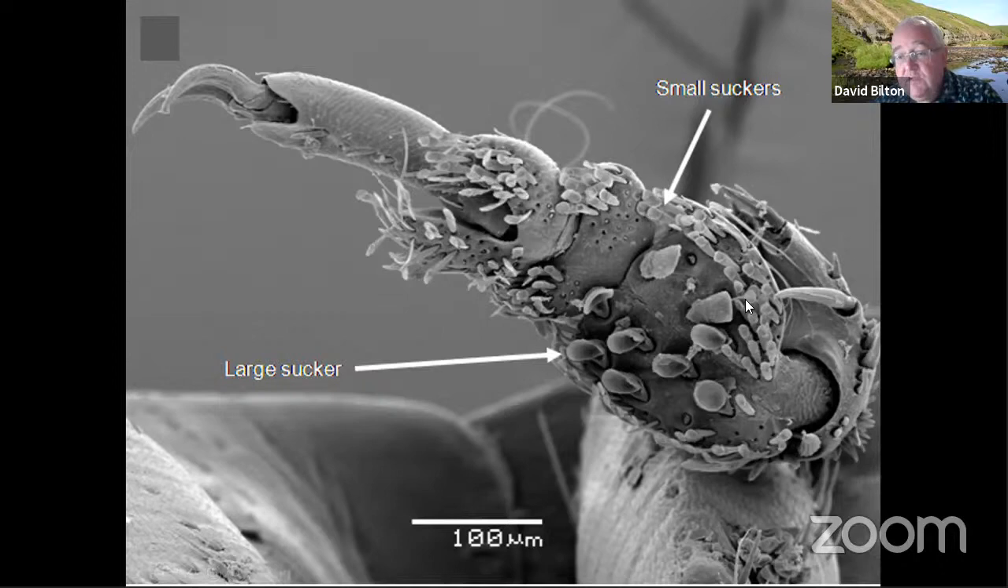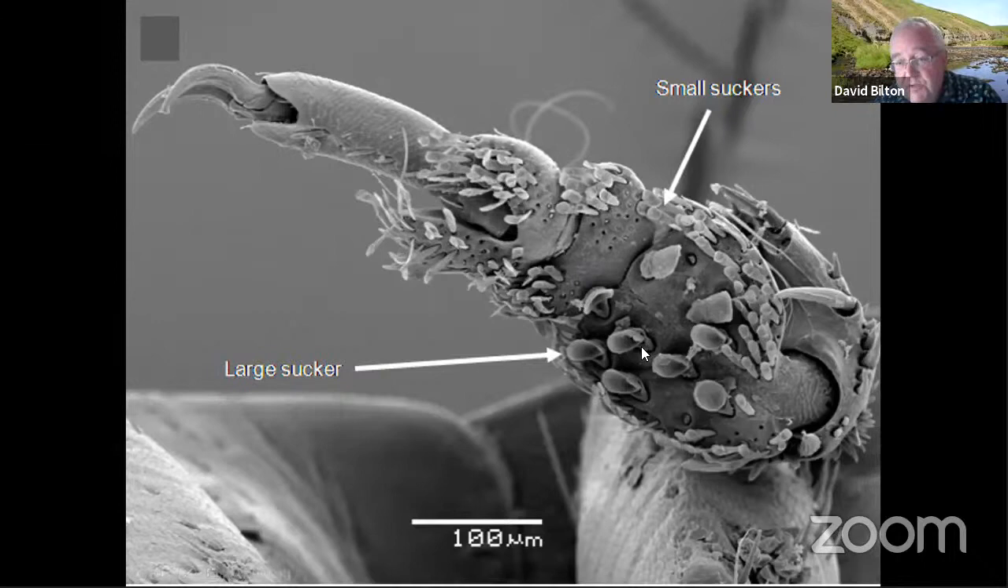There's a series of small suckers, which are mainly distributed around the outside of the tarsal segments and on these later tarsal segments. And then there are these large suckers, which are distributed in the center, mainly of this first tarsal segment. You can see the holes here are where suckers have fallen out, or been pulled out of this individual during the course of its life. So there would have been suckers all around where these holes are.